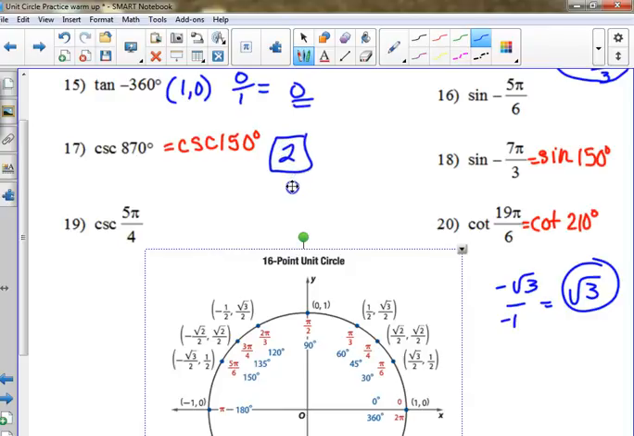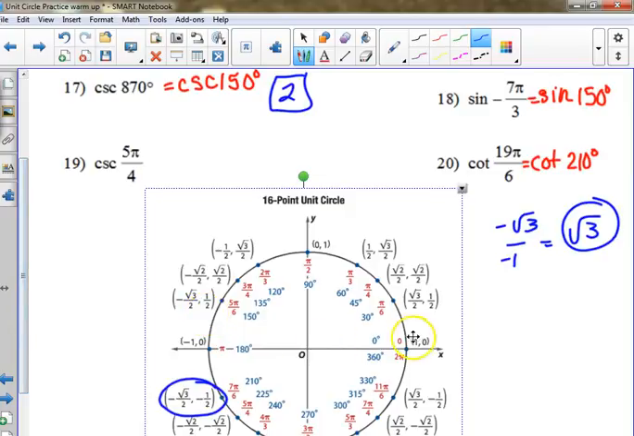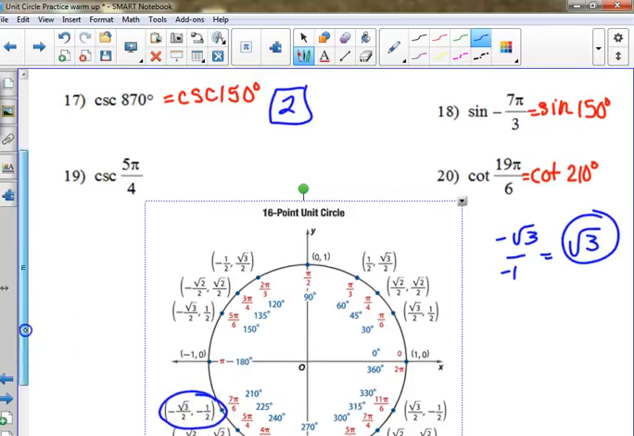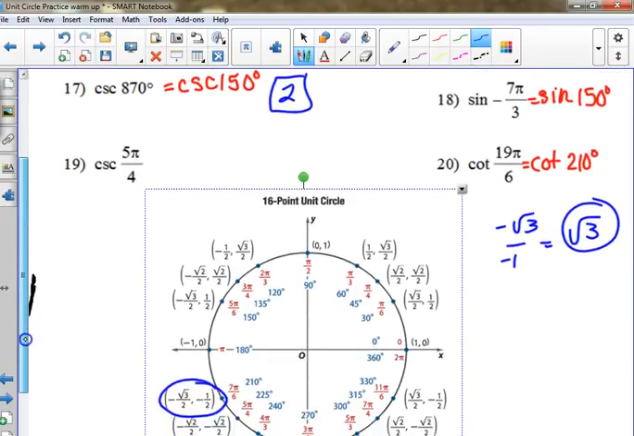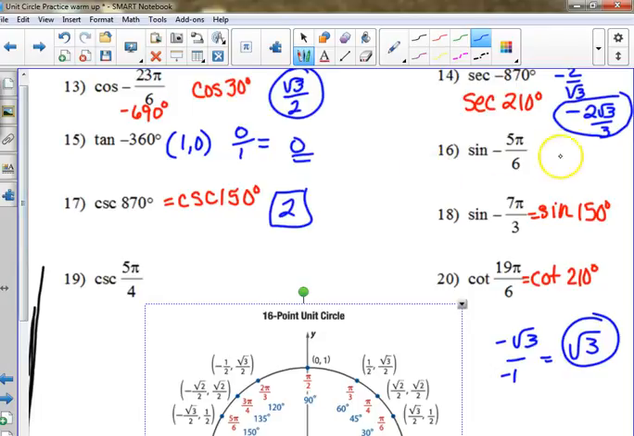Yeah, Andrew. Go ahead. Okay, 16. 5 pi over 6 is here. Negative would take it down here. And it's just the sine, right? Yeah, negative 1 over 2, or negative 1/2. Is that what you said? Negative 1 over 2? I was like, what do we got left?